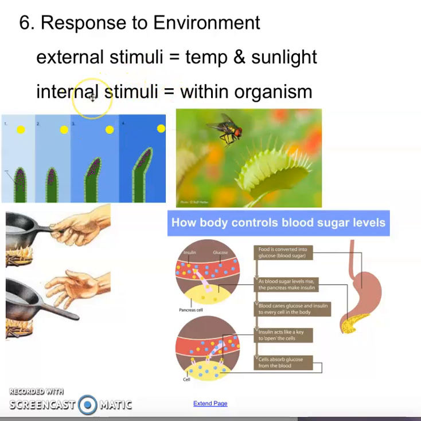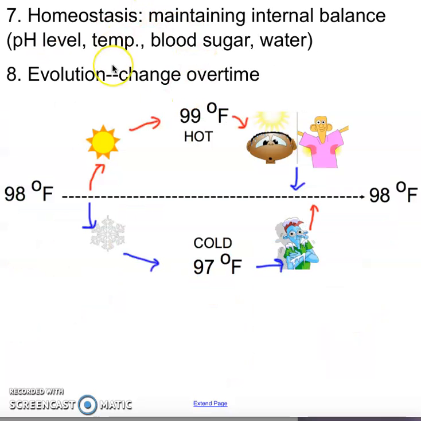Okay? Internal stimuli means that it's from within an organism. So with internal stimuli, it could be like hunger or thirst, or, well, basically hunger and thirst are the big ones, really. Now, internal stimuli is kind of tied to homeostasis just a little bit. So homeostasis, very big word, just means that you're trying to maintain an internal balance of something. Maybe it's pH level, temperature, body temperature, blood sugar, or water.